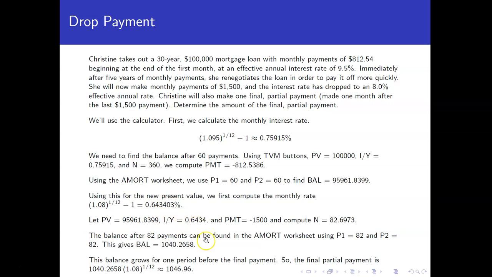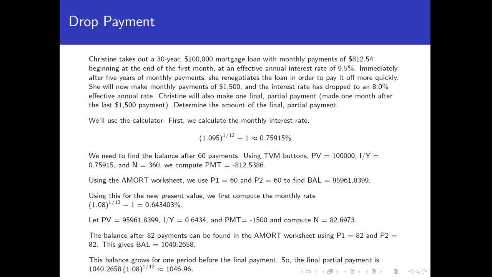So plug that in. Payment amount is $1,500 because that's the new payment amount that she's going to make. We make sure it has an opposite sign from the present value. We now want to compute how many payments we need to make. We need to make 82 and an additional payment. That's what this 0.6973 is basically telling us, that there's going to be a drop payment at the end. Okay, 83 payments would be too many. So let's figure out what that drop payment will be.